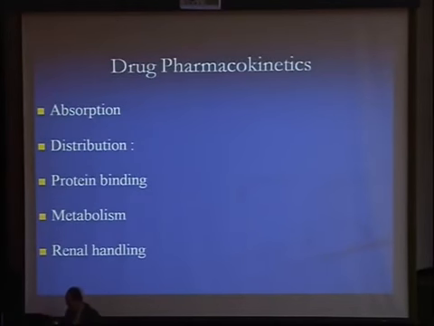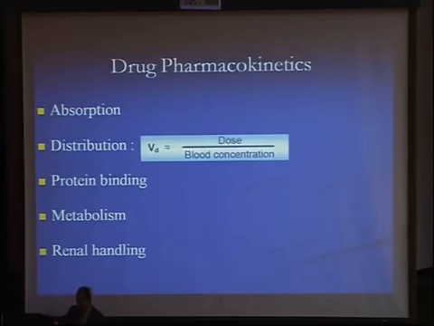You have absorption and you have distribution. And the volume of distribution will depend on the drug dose in relation to the blood concentration. If you have a big or a large volume of distribution, this means that little amount of the drug will be present in the blood. So in this case, little drug will be dialyzable, and probably this drug is going to be lipid soluble. This is if you have a big volume of distribution, and the reverse is true. Then we have the protein binding, and then metabolism and renal handling. So these are the steps.